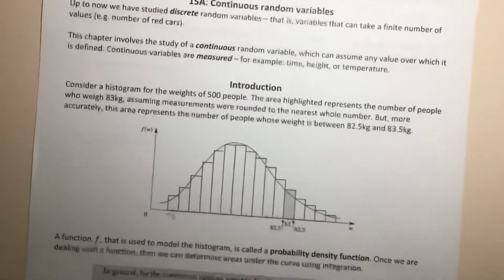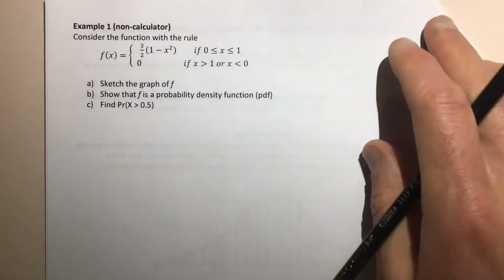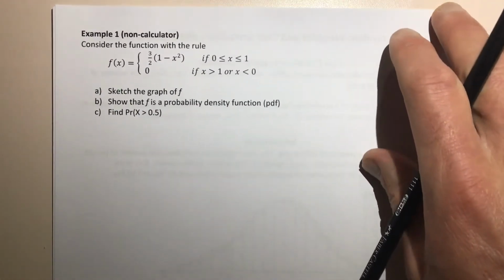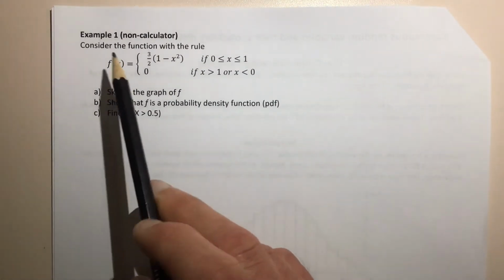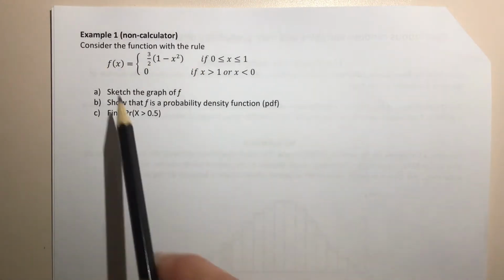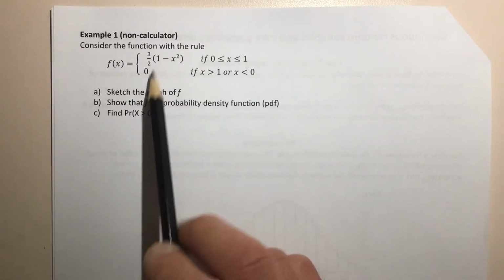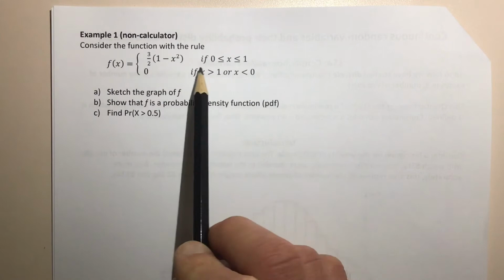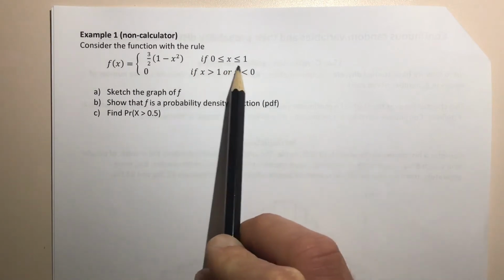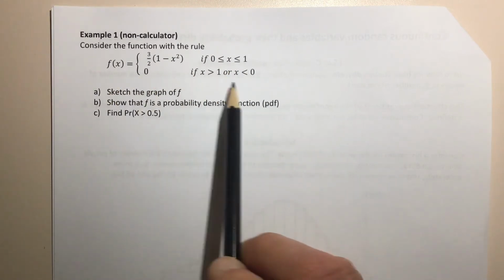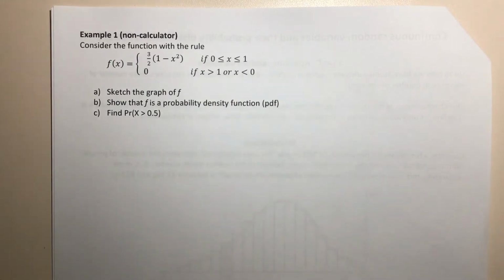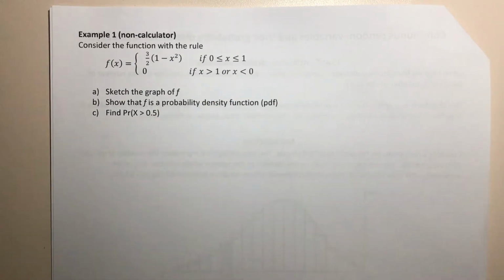All right, let's start having a look at some examples of how we can establish those facts, but also how we can find probabilities once we're dealing with these probability functions. So here's an example. We're going to consider the function with rule f of x. It's got this hybrid function notation here. We've got a rule for the function if x is between 0 and 1, and the function equals 0 for all other values of x. So our first job is to sketch the graph of f.